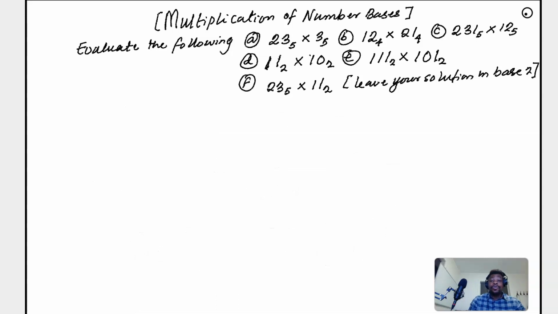Now, let's go to B: 12 base 4 times 21 base 4. We are going to be using direct multiplication.